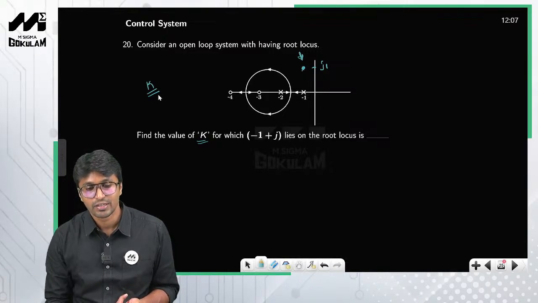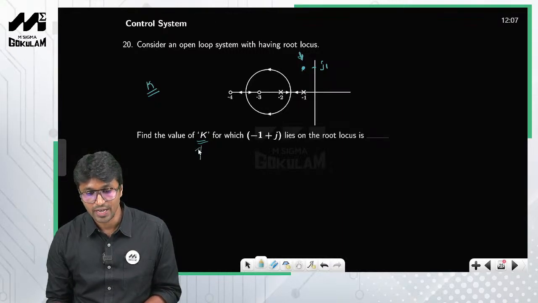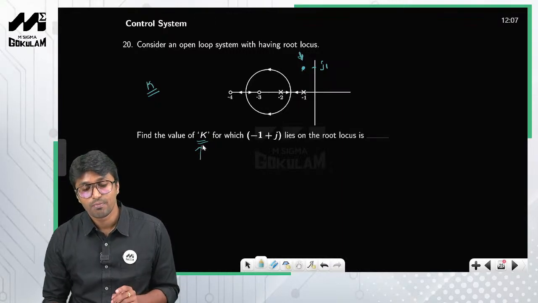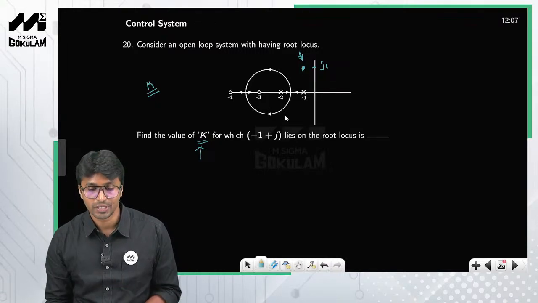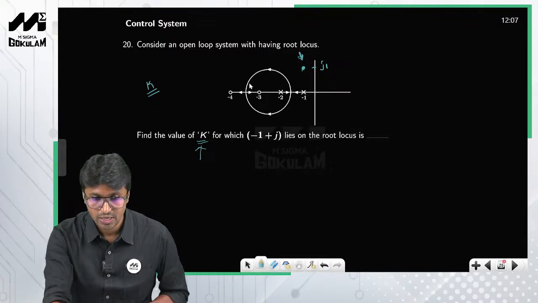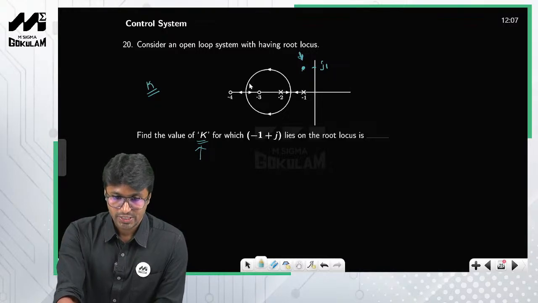So therefore there is no value of k at which this root locus goes through this particular point, right? So therefore the answer is that there is no value of k at which the root locus goes through this particular point, right? So this is one conceptual question from control systems, okay?